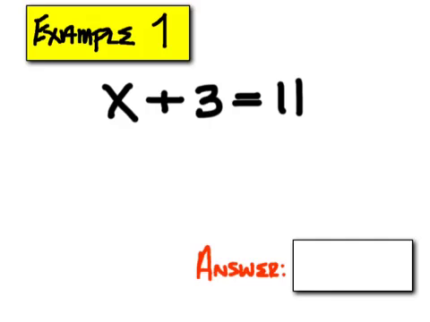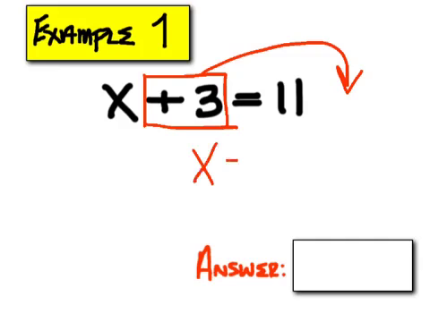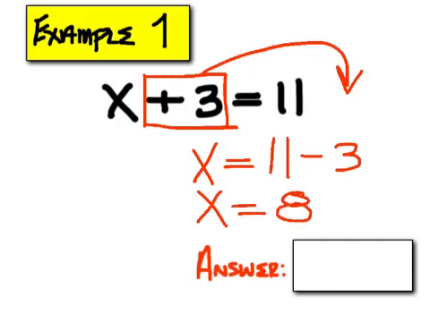Example number 1. To solve for x, you must move this and the sign in front of it to this side, and do the opposite. It now becomes minus 3. 11 minus 3 is 8. So your final answer is 8.